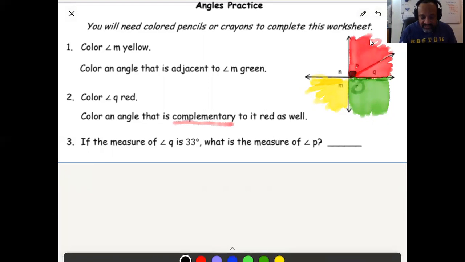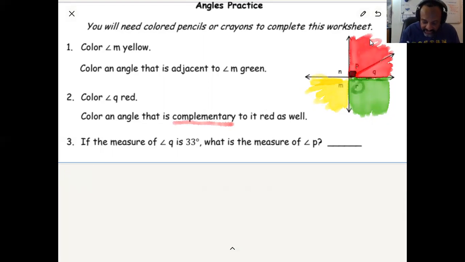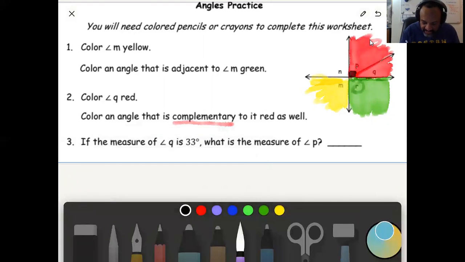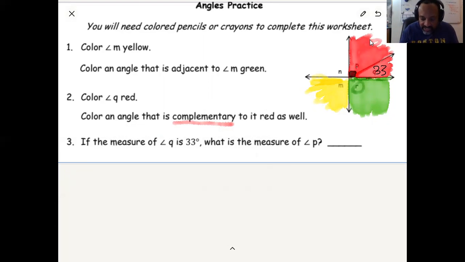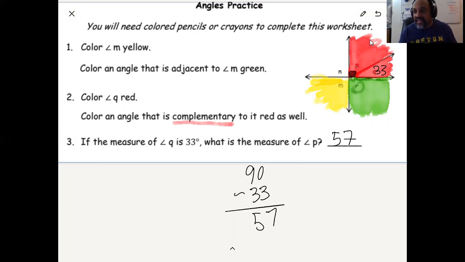So now we got to answer this question. If Q is 33 degrees, what is P going to be? Now, the way that you would do that, because we know that those two angles are complements, we can just go 90 minus 33, and whatever the difference is, that's going to be the complement. So it'll be 57. So 57 is the measure of P, and we know that because they're complements. That means they add up to 90, okay?